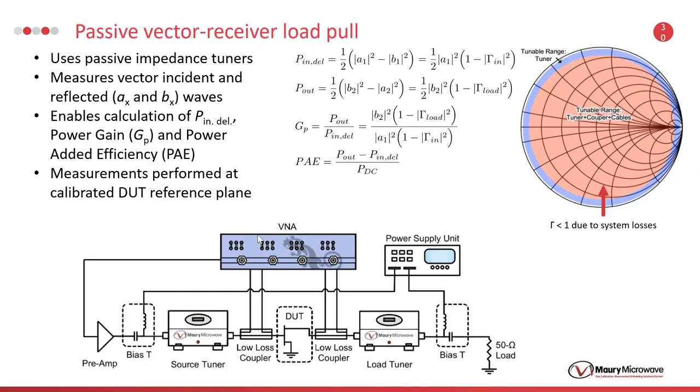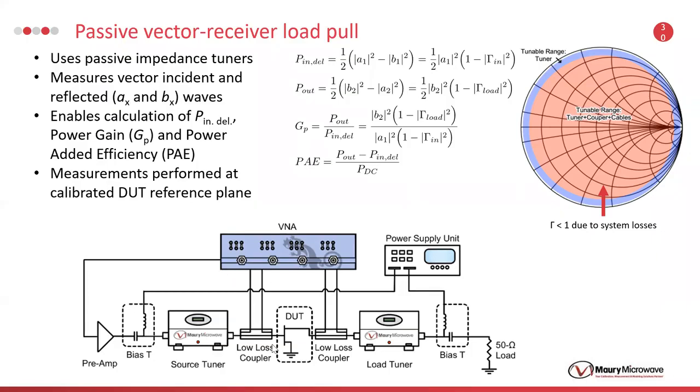The reason for that is in the VNA-based load pull, or the vector receiver load pull, we are not using power meters, we are using the receivers of the VNA to measure the powers. And these powers are measured, in fact, by the A and B waves in the VNA. So in fact, here what we are measuring is A1, B1, B2, A2. And this is all I need to measure P in delivered, P out, GP, PAE, and so on, okay?